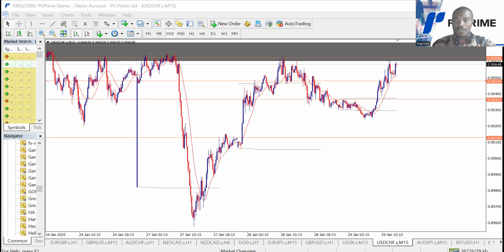SL 0.90688. CP1 0.90431. CP2 0.90265. Okay, so that is that. Sell stop for USDCHF. So I'm putting it on our one-day client group.